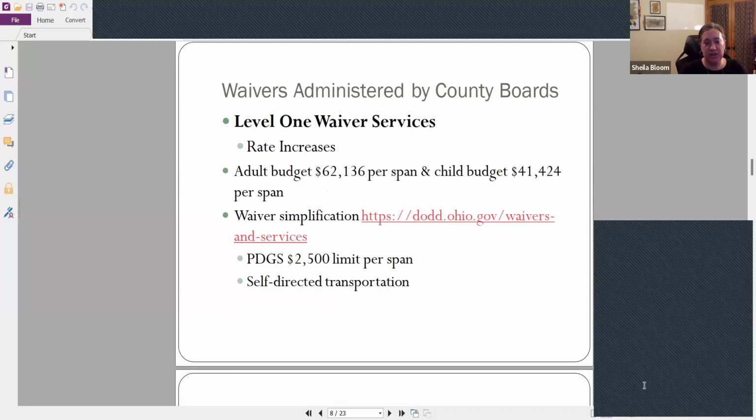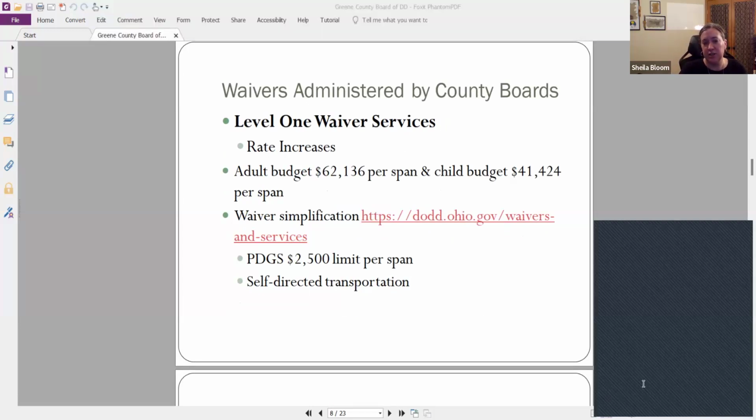So the level 1 waiver is another waiver administered by the county boards. This waiver, in my opinion, has probably seen the most amount of change over the last handful of years. The level 1 waiver really used to be right at about $5,000 a year for services. And then there was a separate budget for day programming, non-medical transportation, employment services, that kind of thing. However, a handful of years ago, that changed. So now the level 1 waiver and all of an individual's services come out of one pot of money.